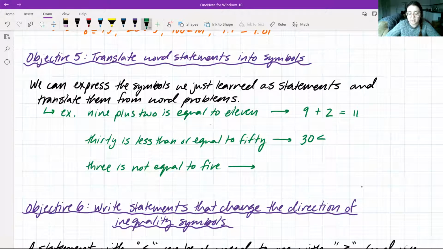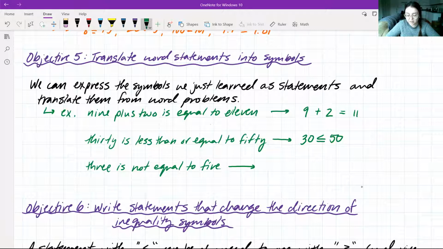We're also saying that it is less than or equal to, so we have to include our line underneath. Then our last statement is 50. So we have 30 is less than or equal to 50. To check and see if that's right, we can see our symbol is pointing towards the smaller number. So we can say that that is correct.